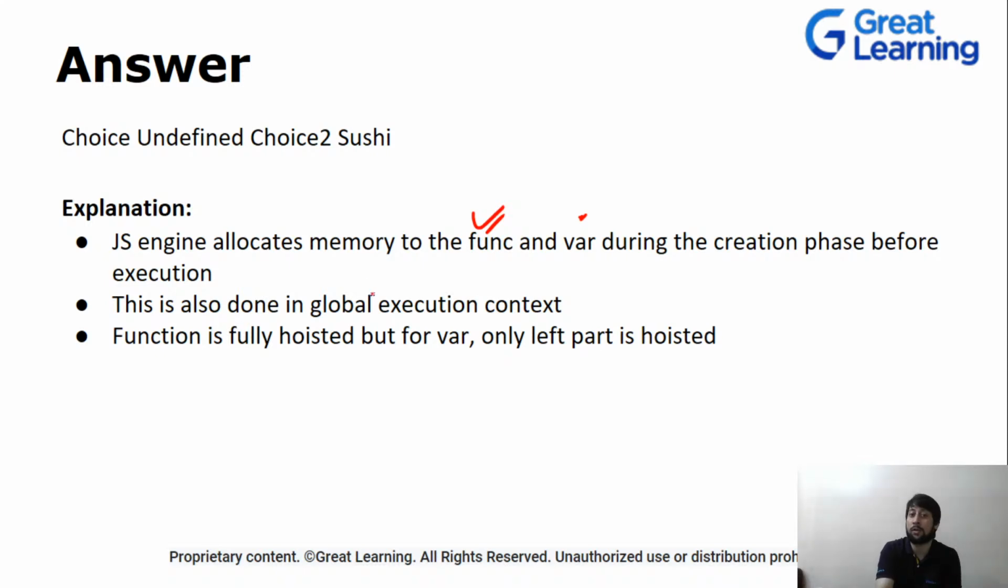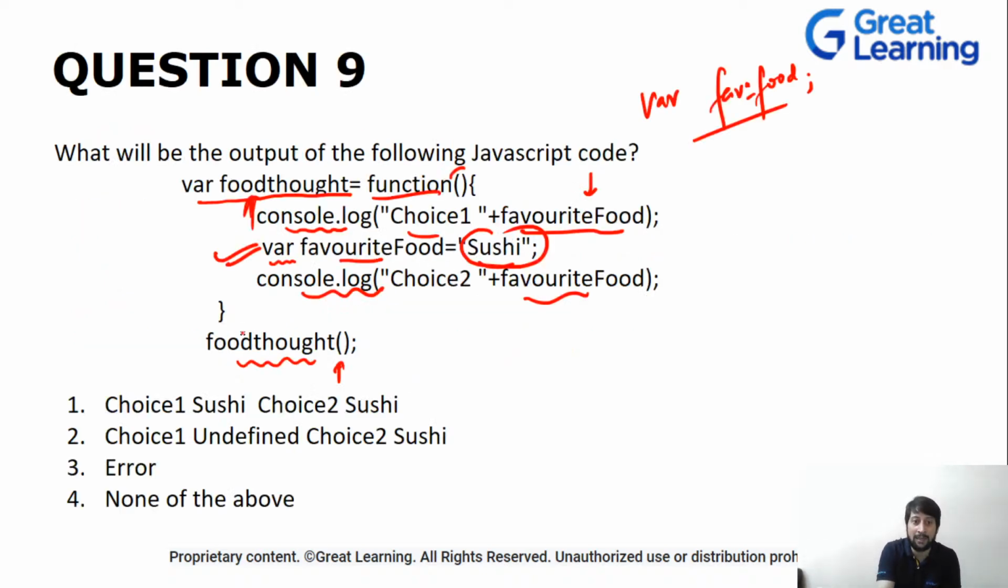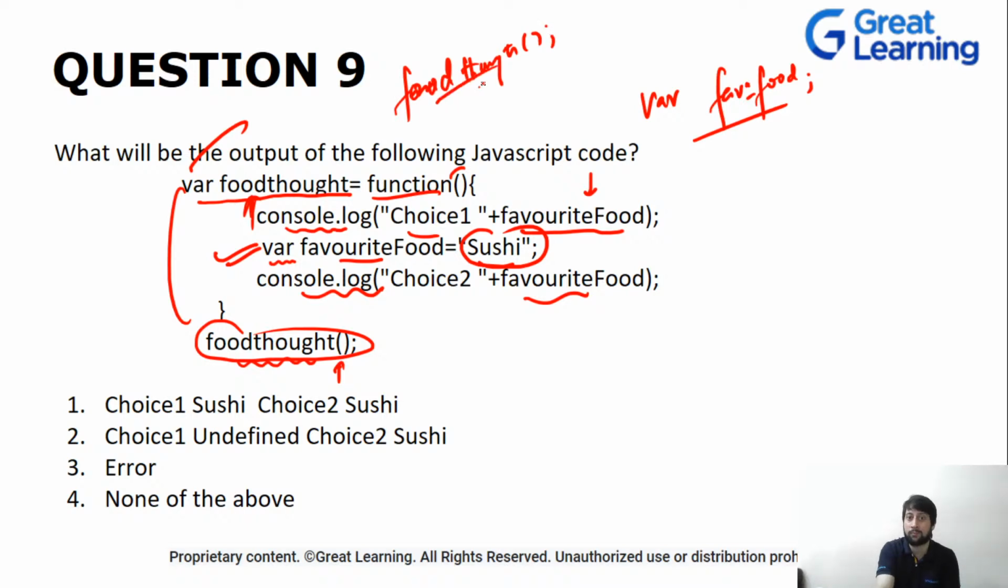This is done in the global execution context. That means before everything else, that thing will occur. Then functions are fully hoisted, but for var only the left part is hoisted. That means the entire function will be hoisted. If you are calling this function at the top without even defining it, it will still work. You are calling this foodThought, and you might think that it has not been declared or defined yet, but it will be called and it will work absolutely fine.